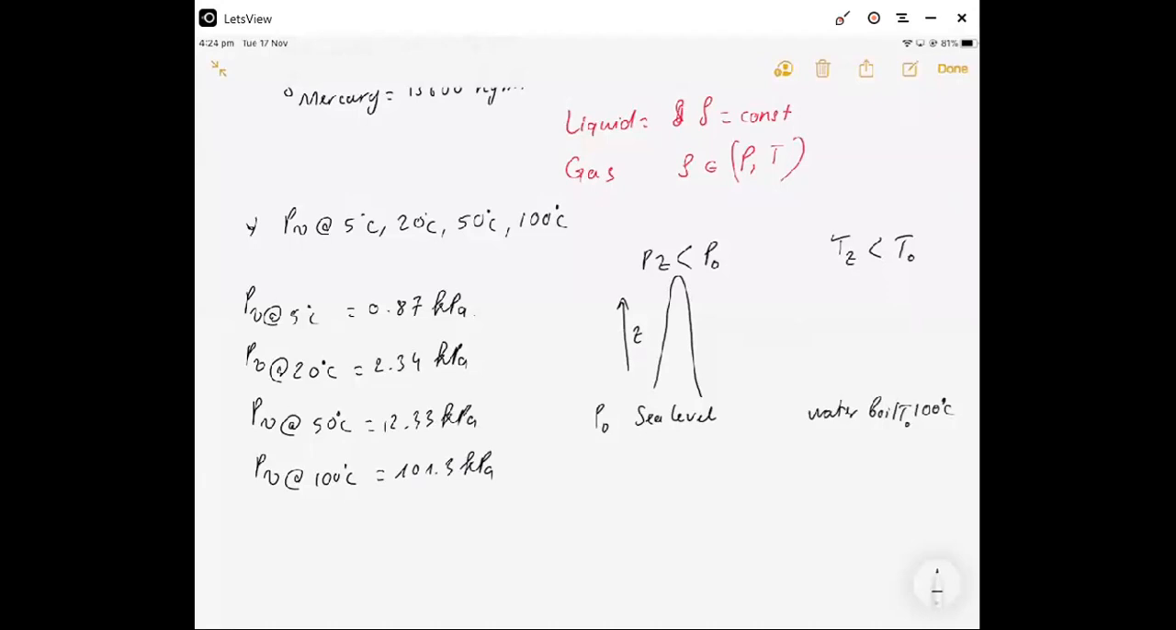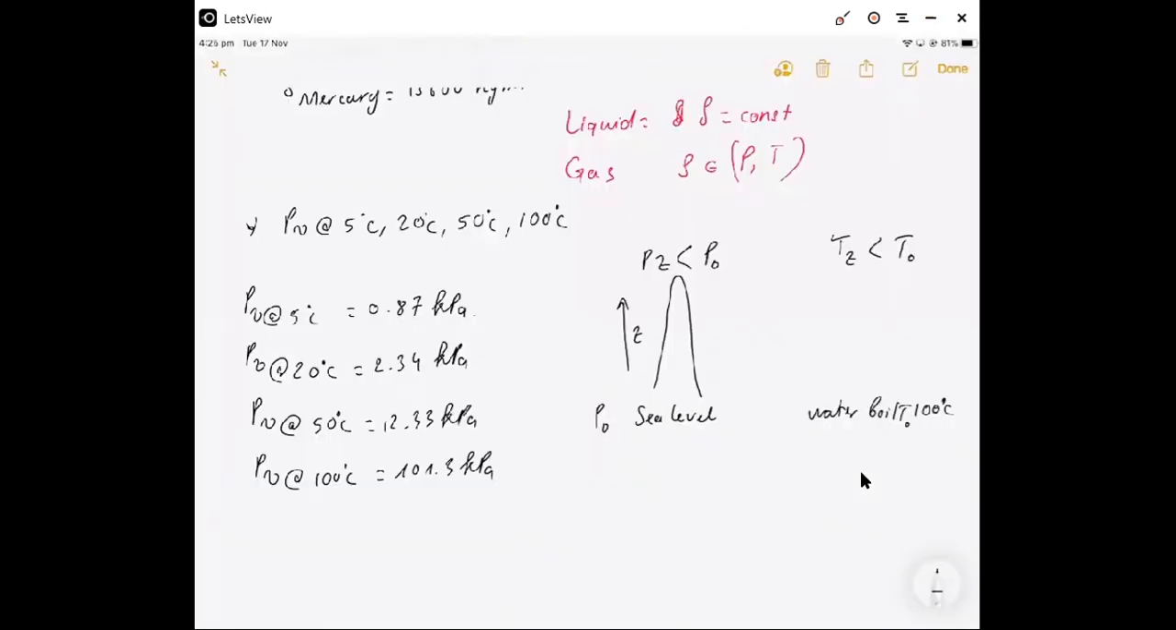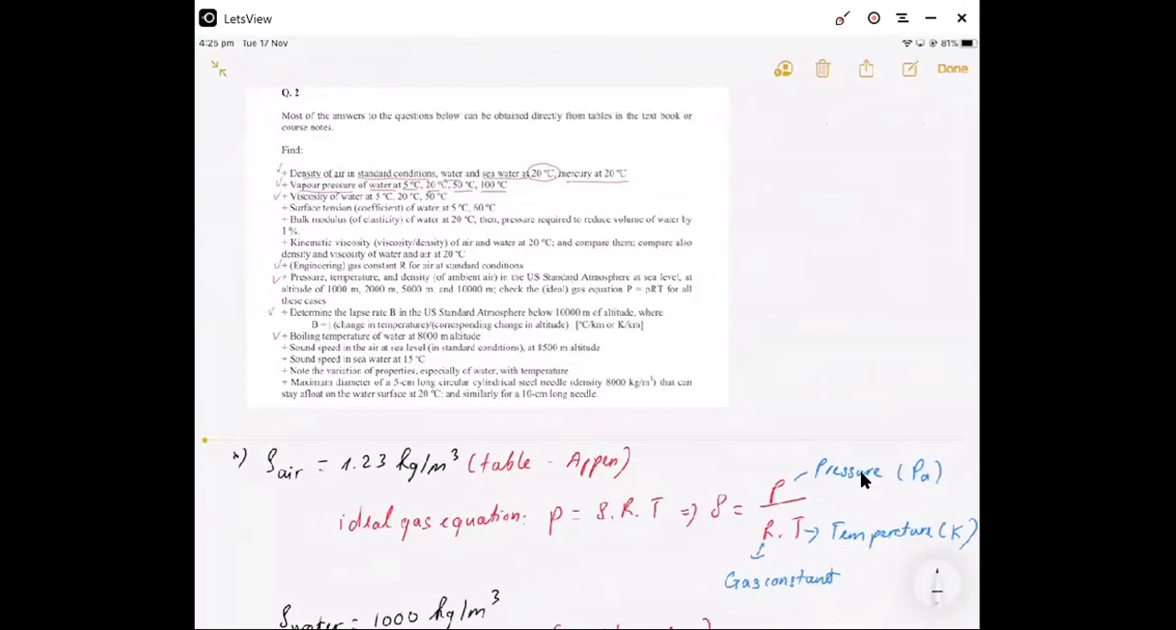So vapor pressure is the pressure at which water boils. And it's similar to this question, the question about boiling temperature of water at 8,000 meter altitude.